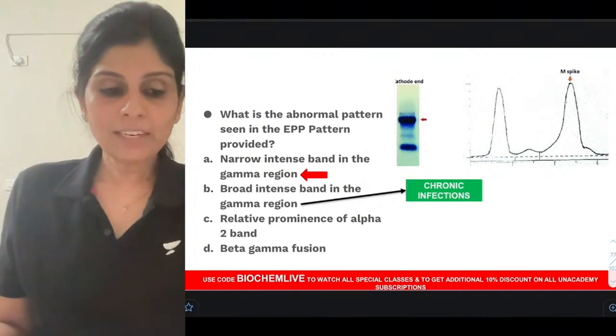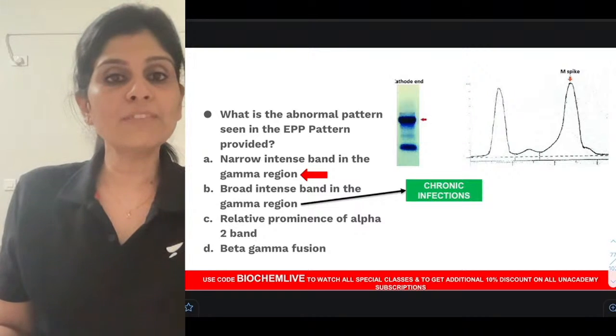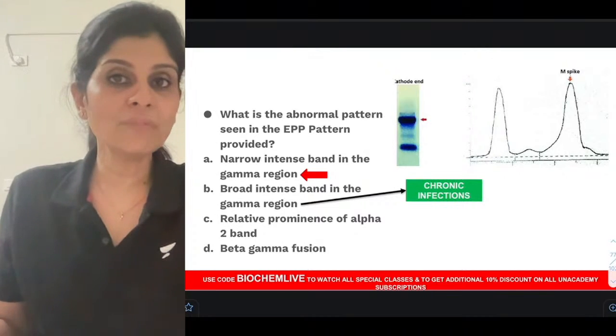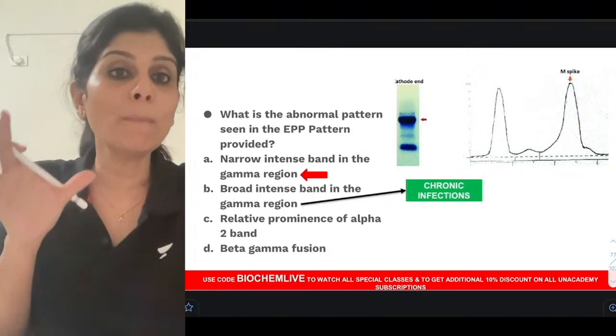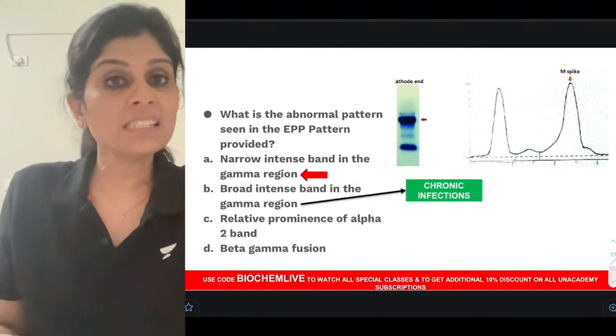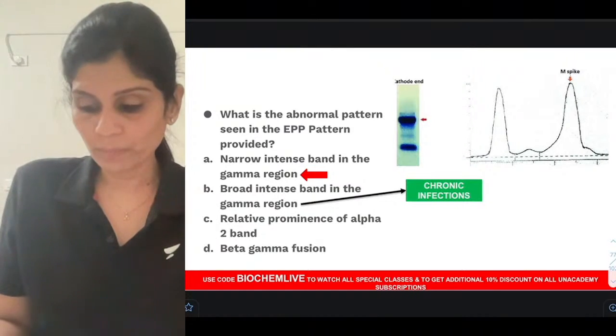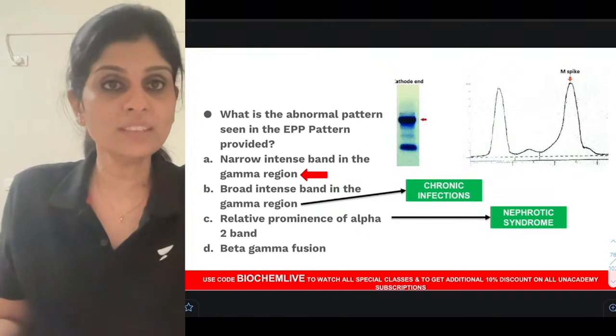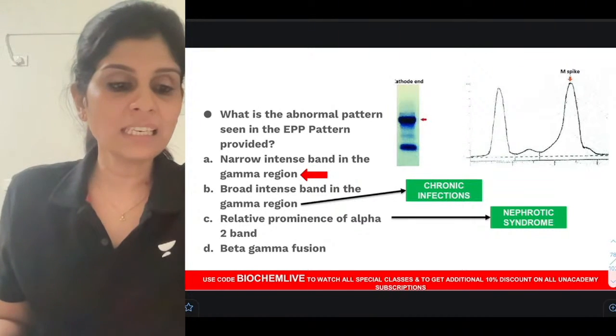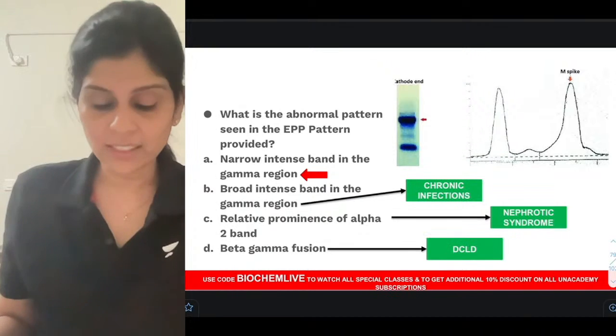Okay. When will you see relative prominence of the alpha 2 band? Can you all answer this? When will you see relative prominence of the alpha 2 band? Alpha 2 macroglobulin will be seen in nephrotic syndrome. Okay. And when will you see beta gamma fusion? Beta gamma fusion is seen in decompensated liver disease.